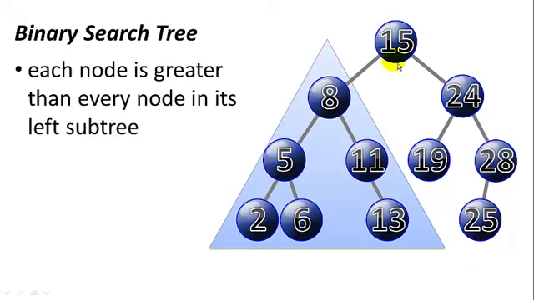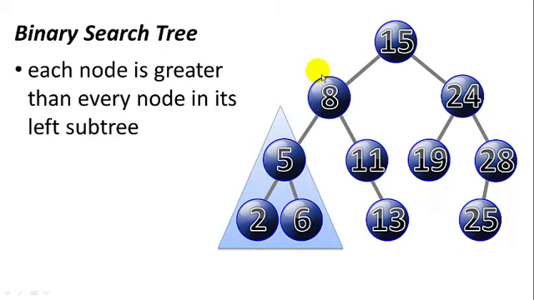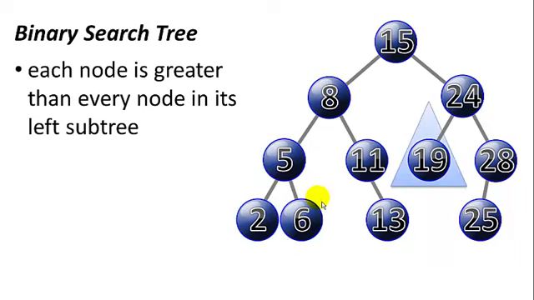In a binary search tree, each node is greater than every node in its left subtree. So for example, 15 is greater than every node in the left subtree. Node 8 is greater than every node in its left subtree. Node 5 is greater than the 2 in its left subtree. Node 24 is greater than 19 in its left subtree, and so on.